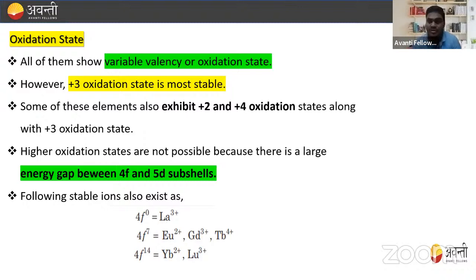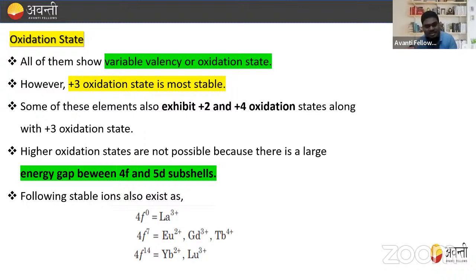Higher oxidation states are not possible because there is a large energy gap between the 4f and 5d subshells. So always remember this, +3 is the most stable oxidation state, and some of these elements also exhibit +2 and +4 with +3 as well, right? Higher oxidation states like +7, +8 are not possible because of the large energy gap between the 4f and 5d subshells. So it is very difficult for electrons to be lost from both of these subshells, so it is not possible to show a large number of oxidation states.